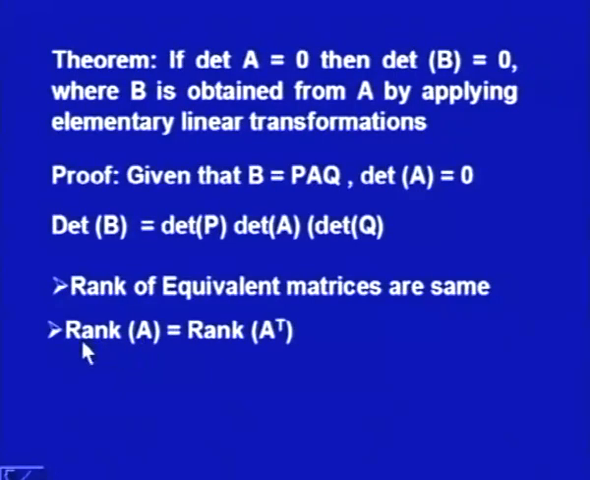Further, the rank of A and the rank of its transpose are equal, because the determinant will not be affected by taking the transpose, since rows and columns are interchanged. So, if the determinant is not 0, then the determinant of A transpose will also be not 0, and that is why the rank of A is equal to the rank of A transpose.